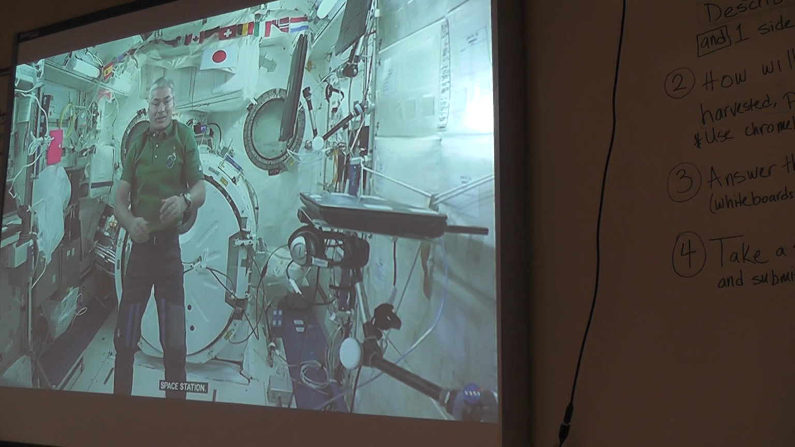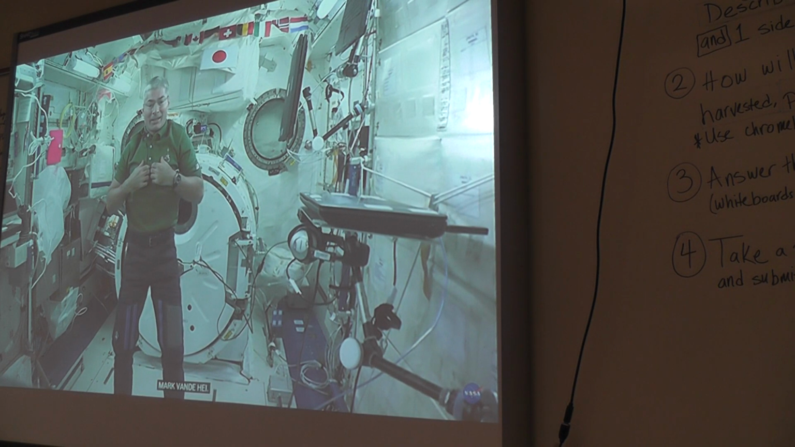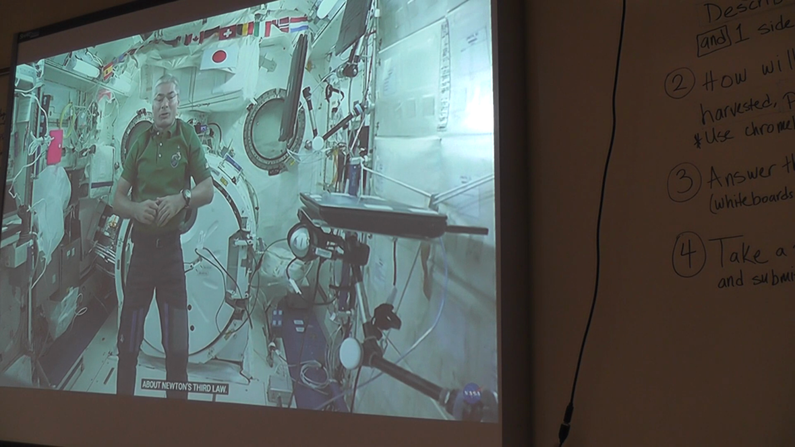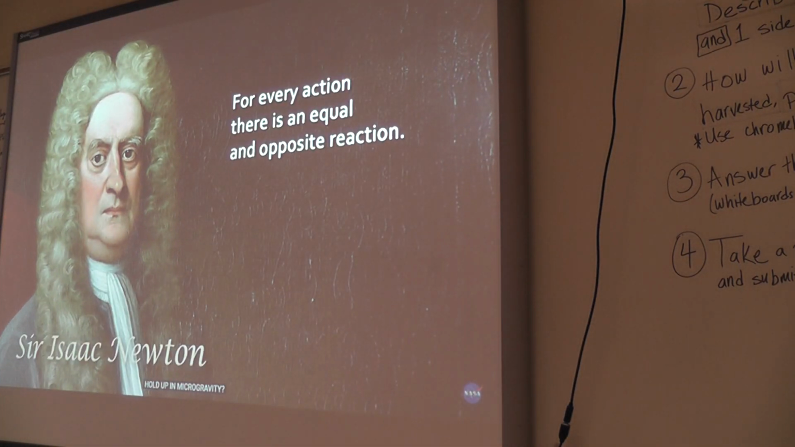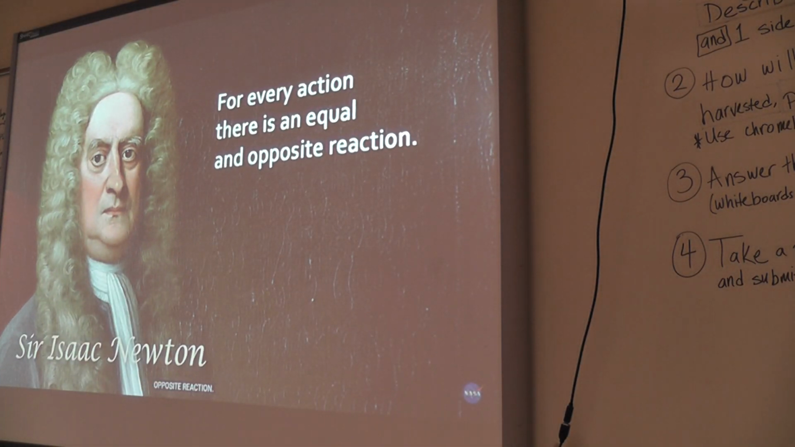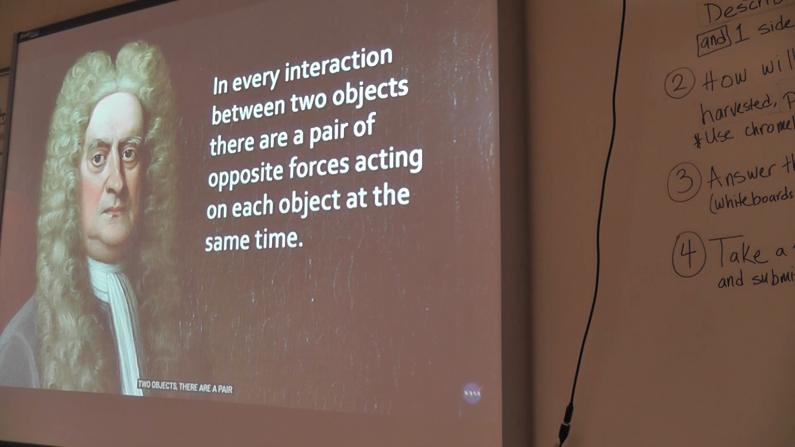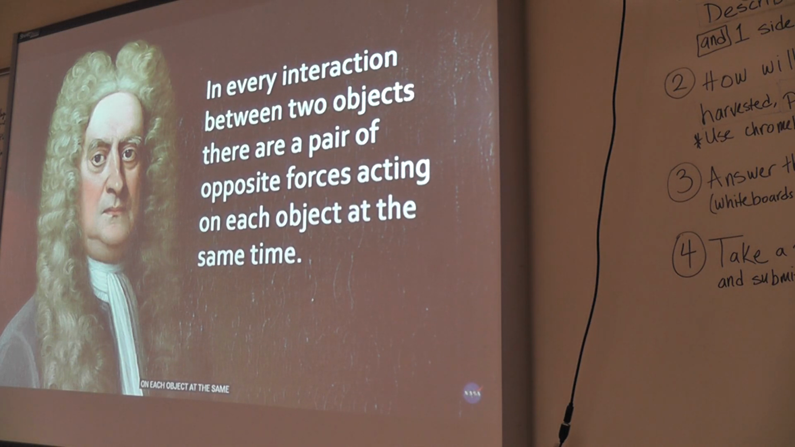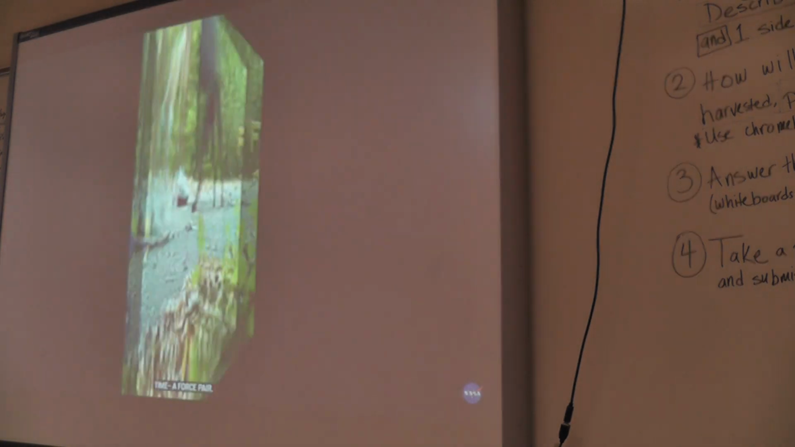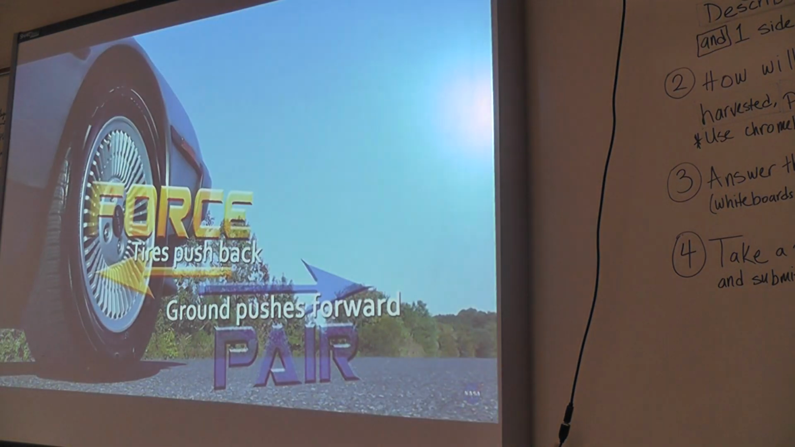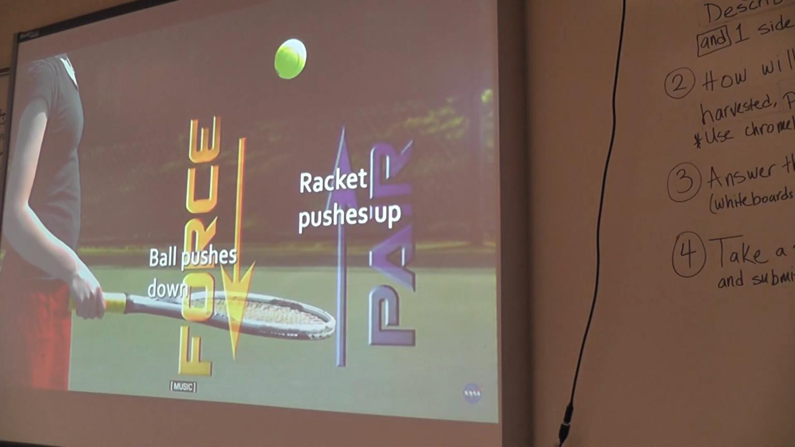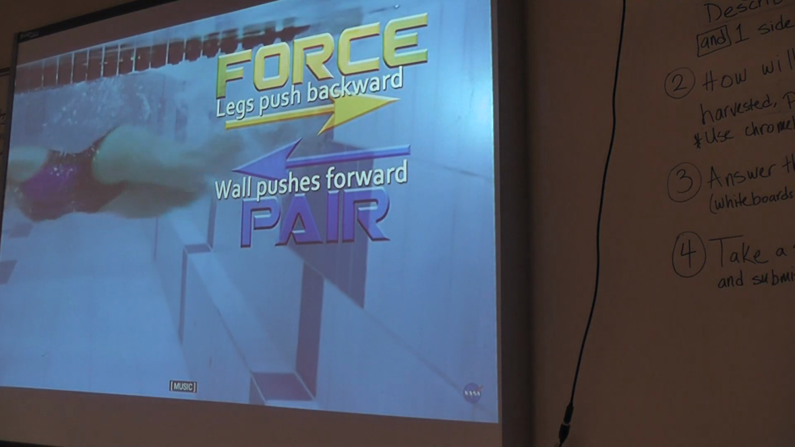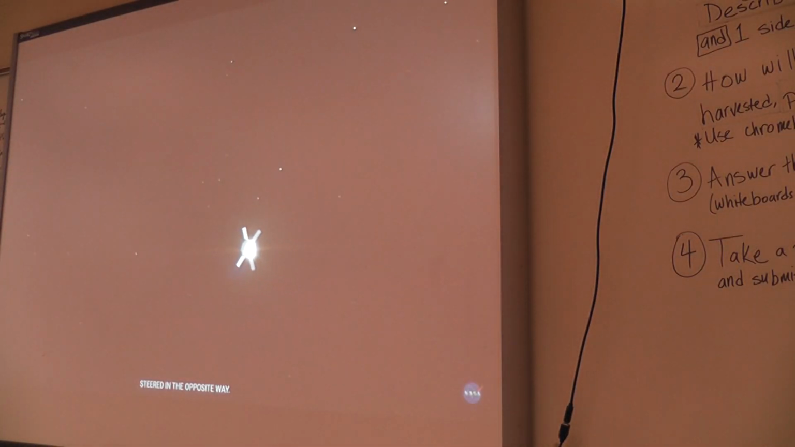Welcome to the International Space Station. I'm NASA astronaut Mark Vande Hei. Today, we're going to talk about Newton's third law. How do you think it will hold up in microgravity? For every action, there is an equal and opposite reaction. This means that in every interaction between two objects, there are a pair of opposite forces acting on each object at the same time. A force pair. You can see that there are many examples on Earth. In space, thrust is expelled one way and vehicle is steered in the opposite way.